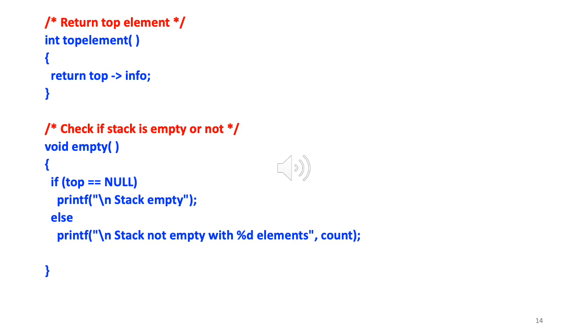Second function is to check if the stack is empty or not. If the stack is empty, top is null, right? No nodes in it. Else, if top is not null, which means top contains a memory location, it means we have at least one node in the stack, and we say stack is not empty. In addition to that, we also print the value of count, which will tell us how many elements we have in the stack. So print of count. Okay. So these are the functions: top element and empty.